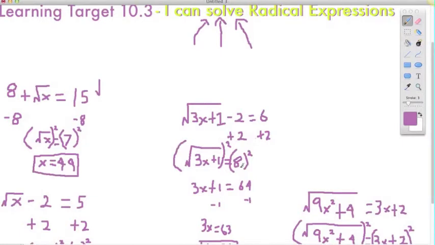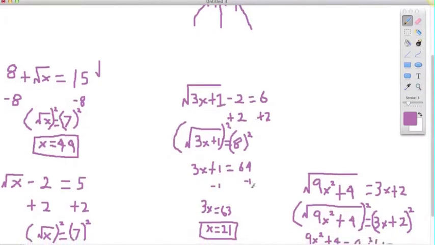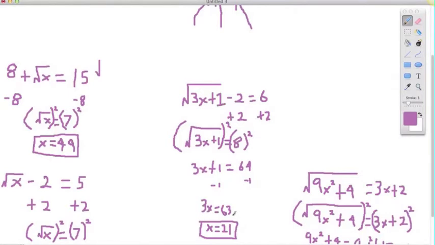Like I said, the opposite of the square root is squaring. So we square both sides, giving us 3x plus 1 equals 64. That's still not solved, so let's subtract 1 from both sides, which gives us 3x equals 63. Then when you divide both sides by 3, you get x equals 21.